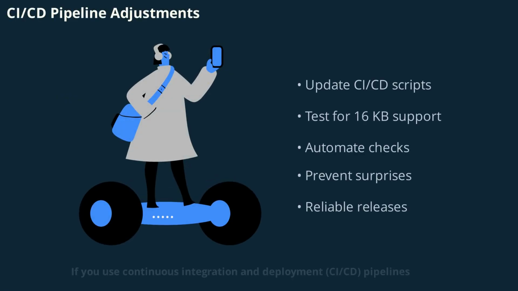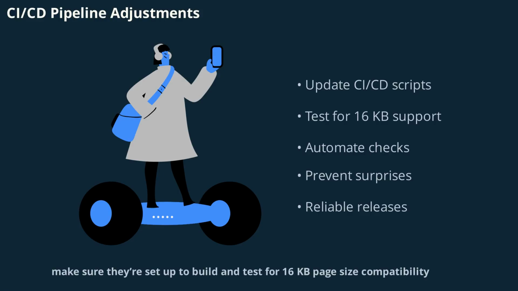If you use continuous integration and deployment (CI/CD) pipelines, make sure they're set up to build and test for 16 KB page size compatibility. Update your build scripts, test configurations, and emulator images to reflect the new requirements. Automated testing is your best defense against unexpected issues.